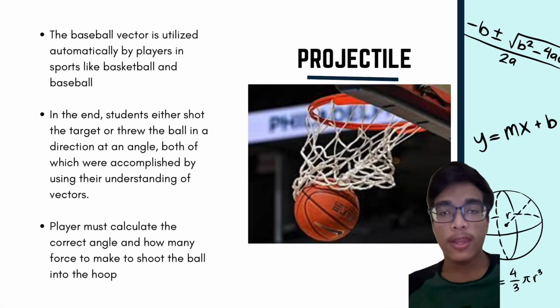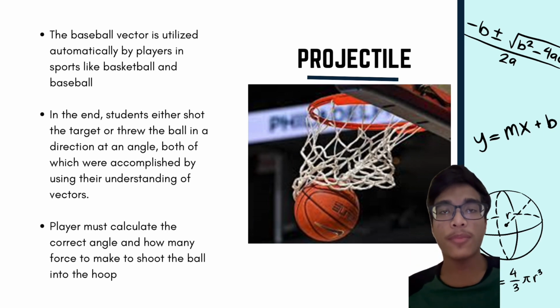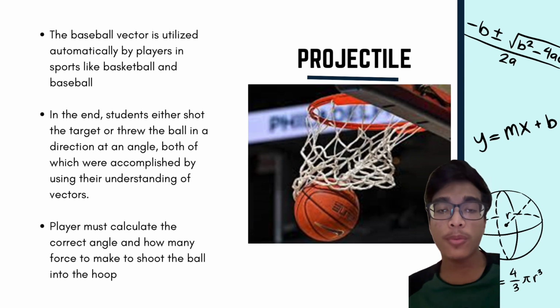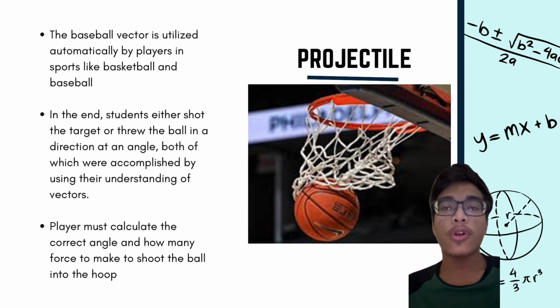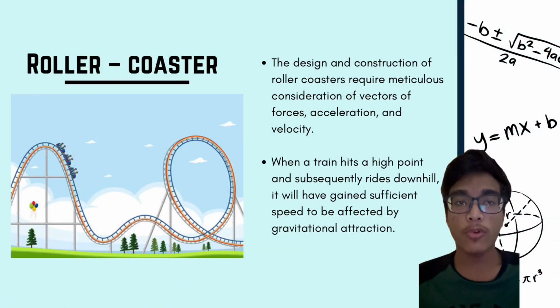Okay, next is projectile. The vector is calculated by the player automatically, like in sports such as baseball and basketball. In the end, the player either shoots the ball or throws the ball in the direction of an angle, both of which are accomplished by understanding vectors. Players must calculate the direction of the angle to throw the ball and how much force to shoot the ball into the hoop. Lastly is roller coaster.